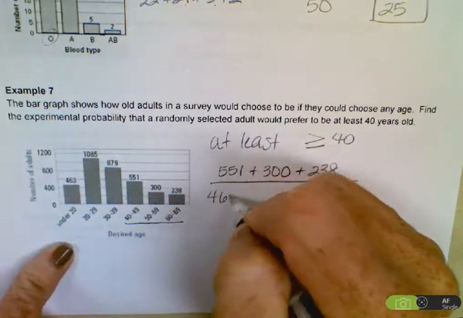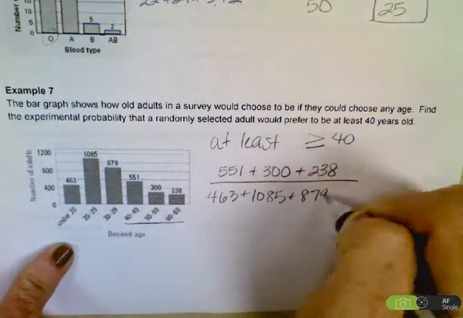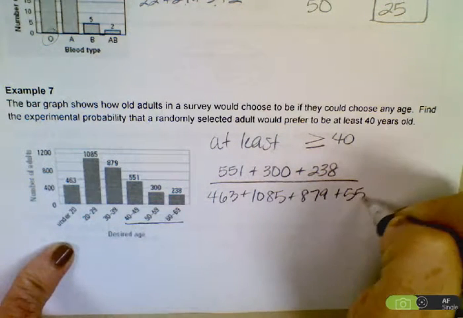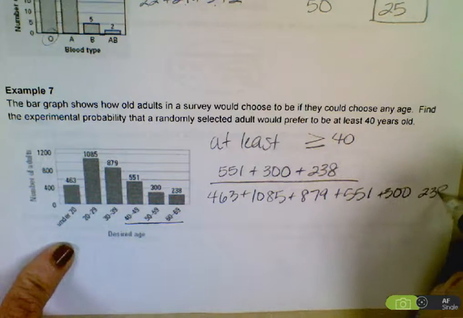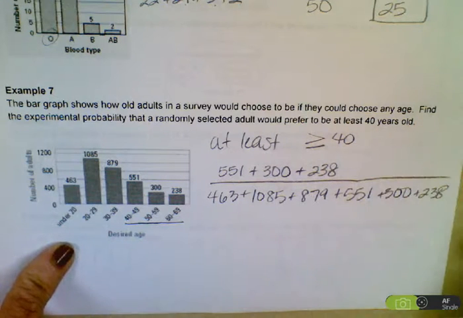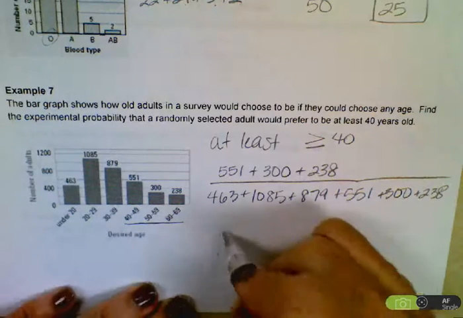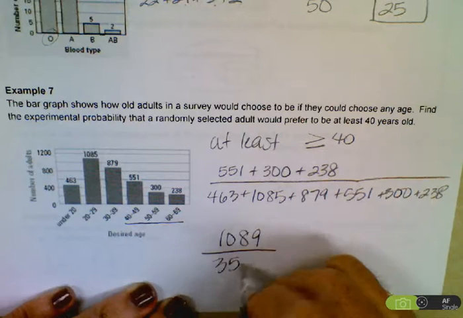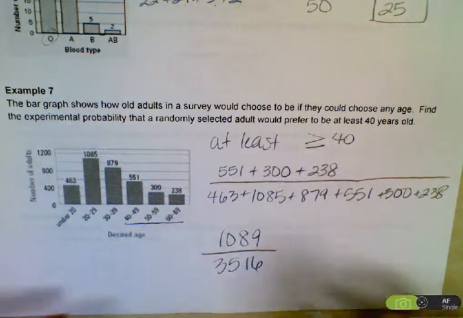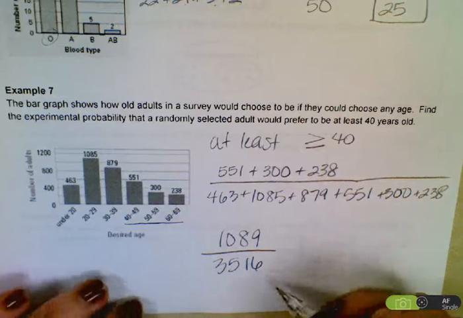So it should be this complete, all of these numbers for every age range. So you'd have 463, 1085, 879, 551, 300, and 238. Okay? Once you get those totaled up, you should have 1089 over 3516. For our purposes right now, I'm not going to get really hung up on simplifying that large number right there.